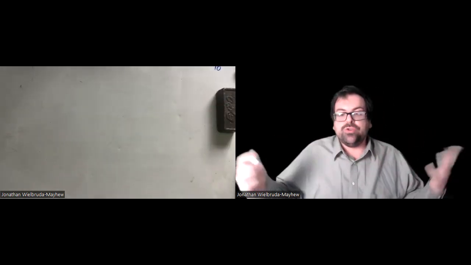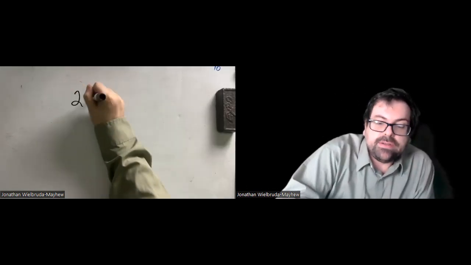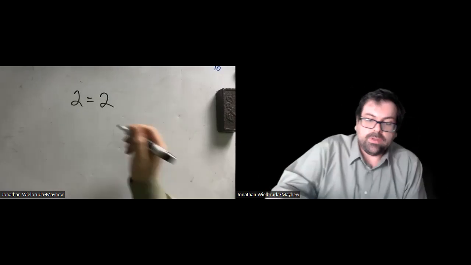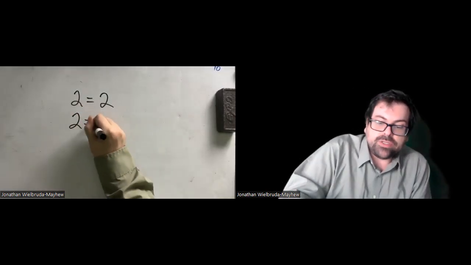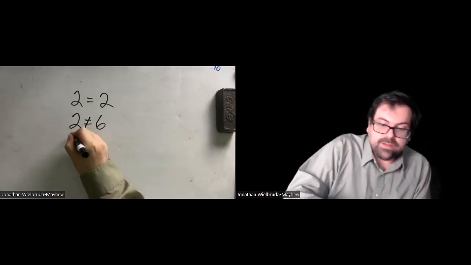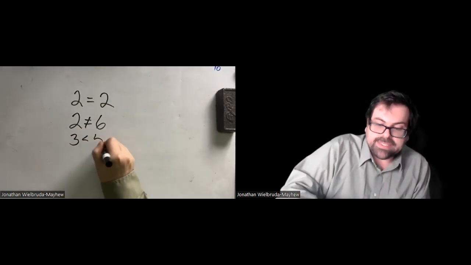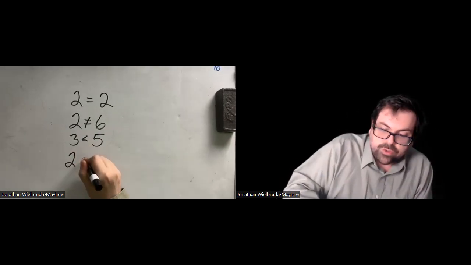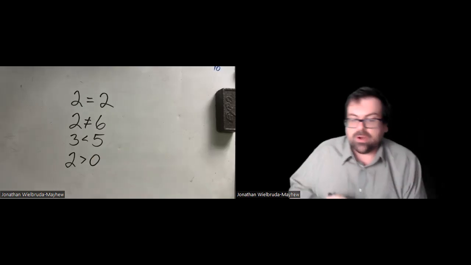So what are some other true mathematical statements? We can say 2 equals 2. We can say 2 is not equal to 6. These are all true statements. 3 is less than 5. 2 is greater than 0.